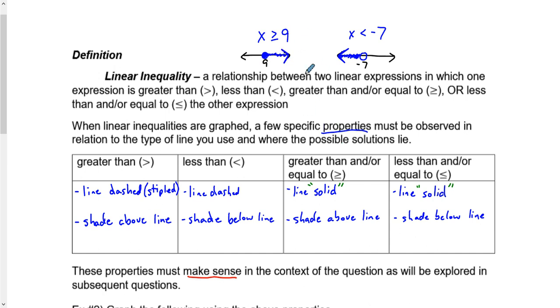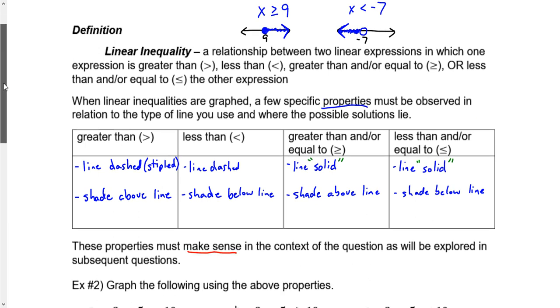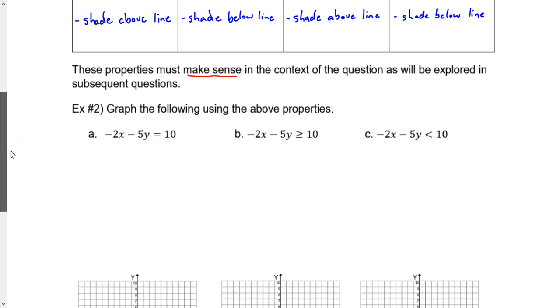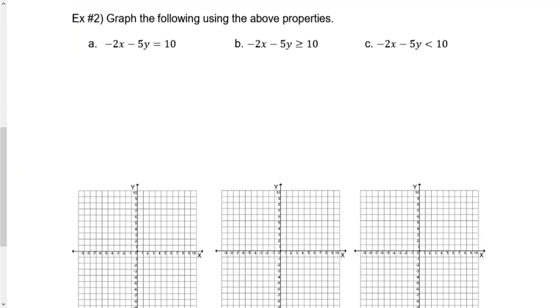This is the same kind of property we'll be talking about when we shade above or below. Obviously, on an x-axis, above would be to the right, whereas below would be to the left. If we're talking about vertically, the y-axis, above would be above and less than would be below it. So let's get into some actual graphing.